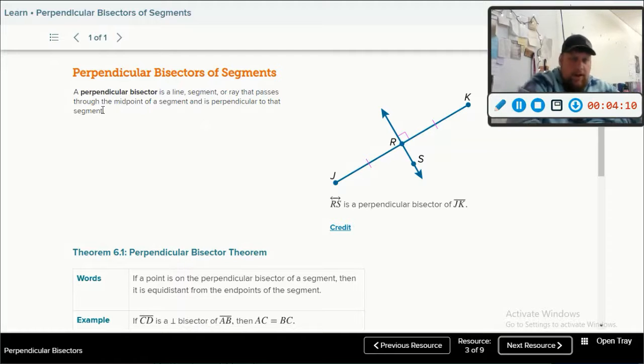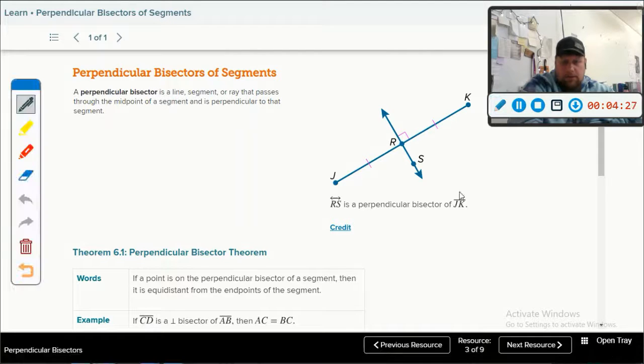So here we have perpendicular bisector of segments. A perpendicular bisector is a line, segment, or ray that passes through the midpoint of a segment and is perpendicular to that segment. You're going to want to write this down. So right here, go ahead and write all of this down.